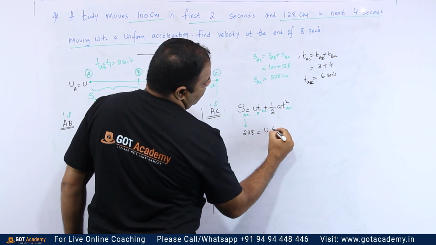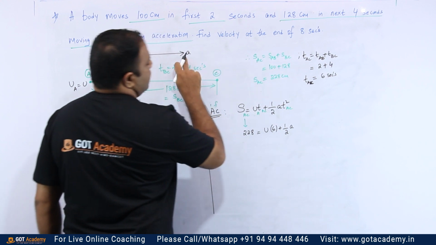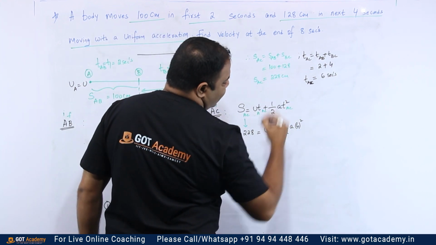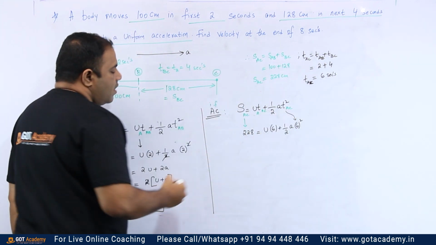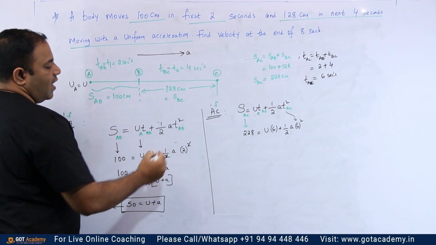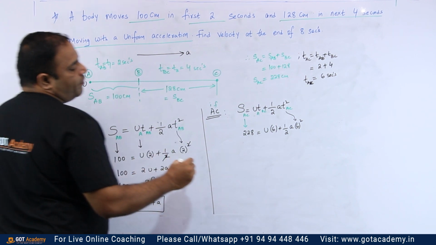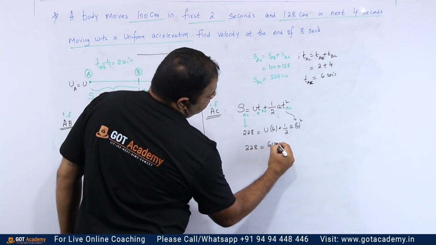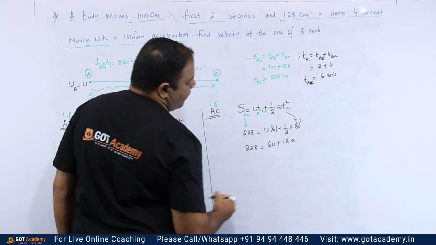Now 6 plus half, A is constant as mentioned, and the time from A to C is 6, whole square, as per the t square. So I have to put 6 whole square. Here also the time taken from A to B whole square, so 2 whole square. Now this 228 is equal to 6u plus 36 by 2, that is 18a.